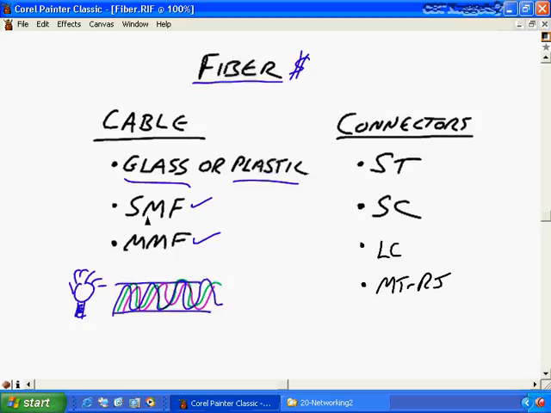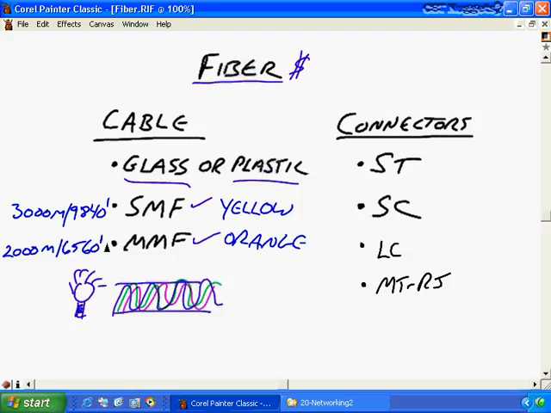Single mode fiber is more likely to use lasers to transmit the data, and multi-mode fiber is more likely to use LEDs. And also, you can identify the actual cable itself as being single mode by the fact that the cable is yellow, and the multi-mode fiber is going to be orange in color. And then off to the side here for your reference, if you want to know specifics about the distance, single mode fibers are rated for backbones to be able to go 3,000 meters in length or 9,840 feet. Multi-mode fiber is rated to go 2,000 meters for backbone, or 6,560 feet.